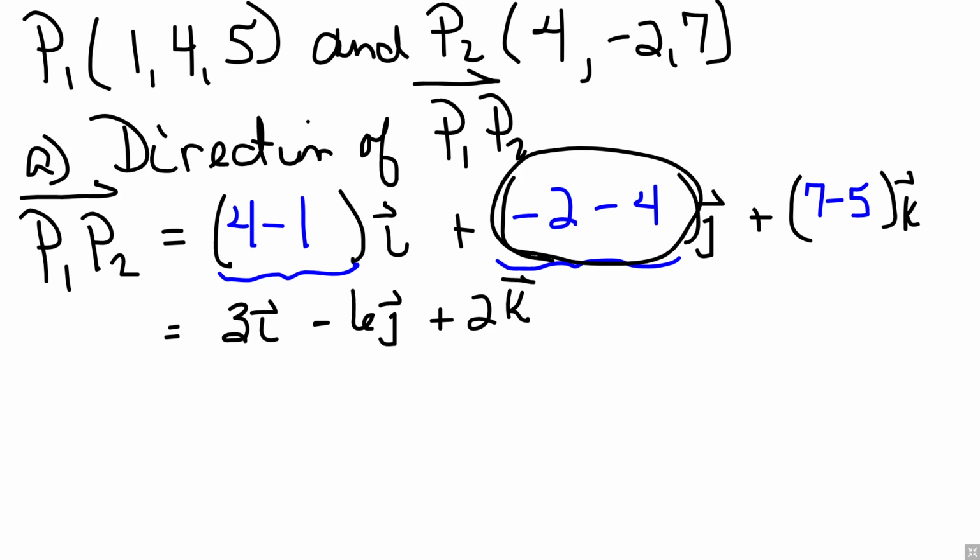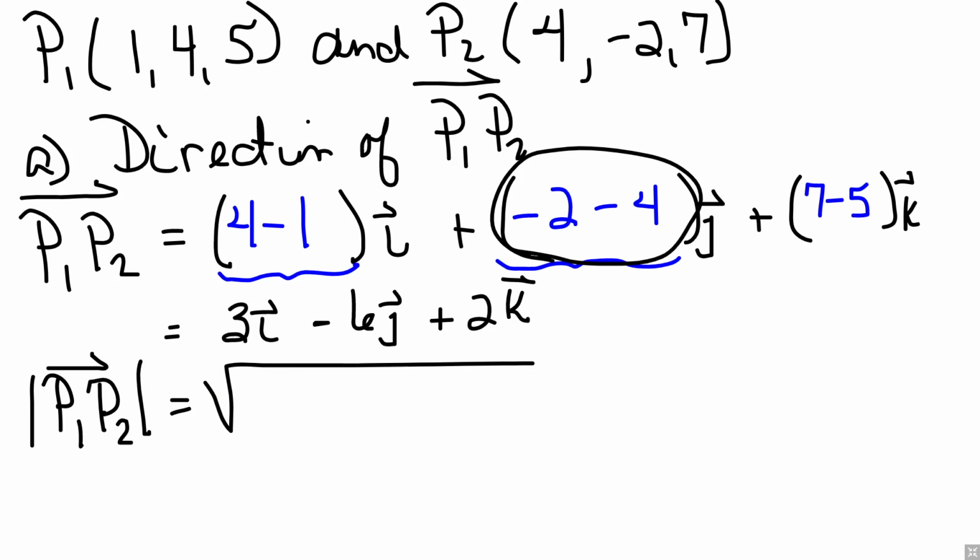Okay, so the next component, if we want to find the direction, we need to find the magnitude of this vector. So the magnitude of this vector is going to be the square root of 3 squared plus -6 squared plus 2 squared. And that's going to give us a value of what? That gives us a value of 7.